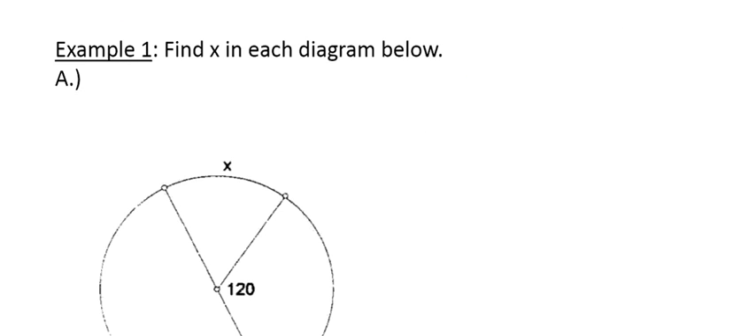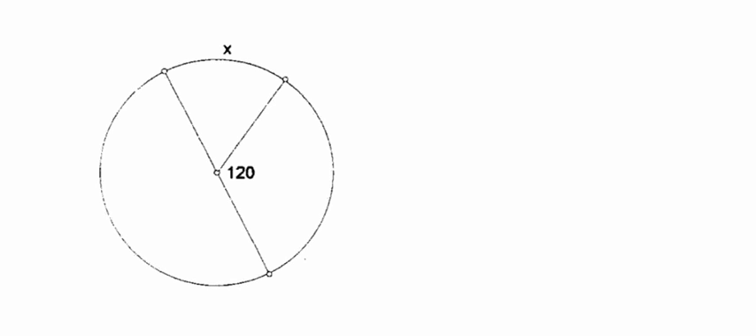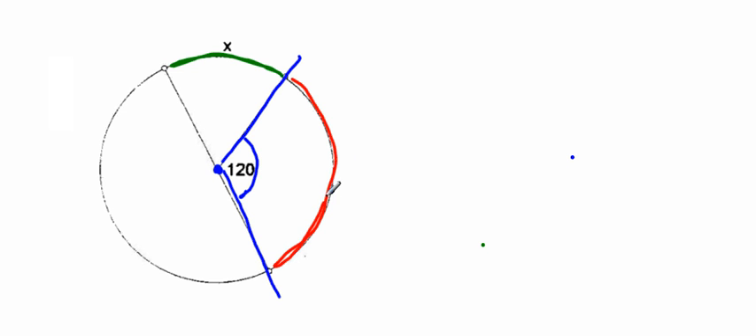All right, so we're going to take a look at a couple of examples now. Number one, it says find X in each of the diagrams below. So letter A, they give you a picture that looks like that, and they want you to find X. X is this arc that goes between those 2 points. We do know that the measure of this central angle, and I know it's the central angle because there's the center of our circle, this central angle has a measure of 120 degrees. Well, that tells me that the arc that's intercepted by that central angle is also 120 degrees. So the measure of that red arc in the picture is also 120 degrees.